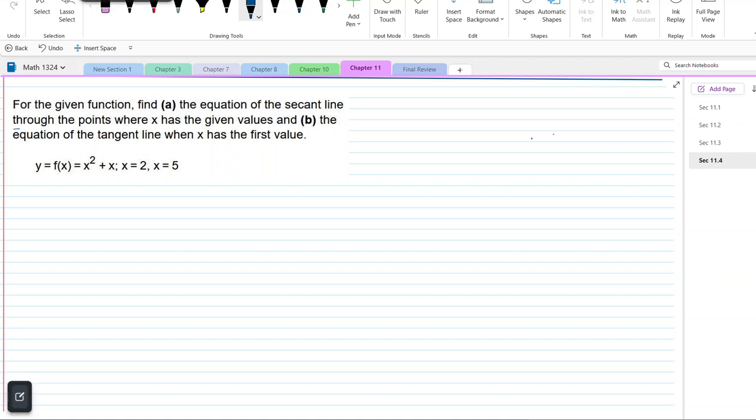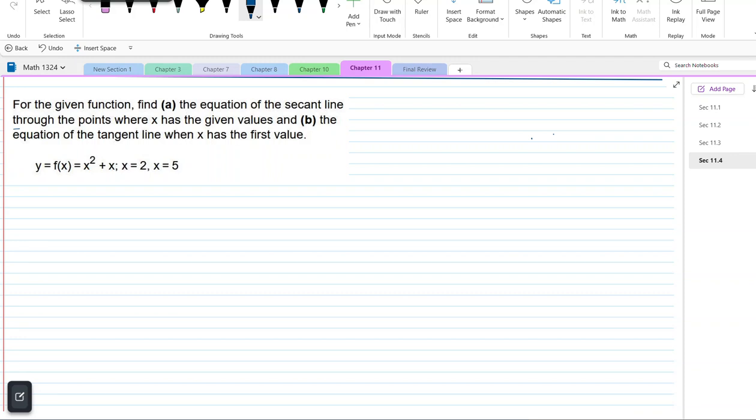Here we are on part B of lesson 11.14, our last one. Earlier, we learned about the difference between a secant and a tangent line. And here we have an example that's going to use both concepts. For the given function, y equals f of x equals x squared plus x, find (a) the equation of a secant line through the points where x has the given values, and (b) the equation of the tangent line.